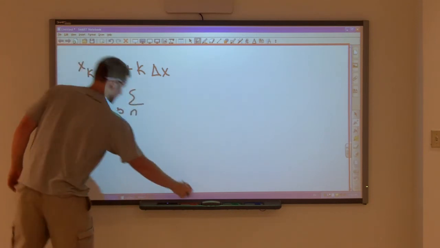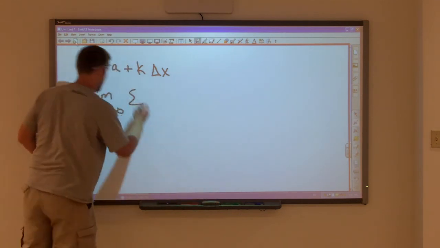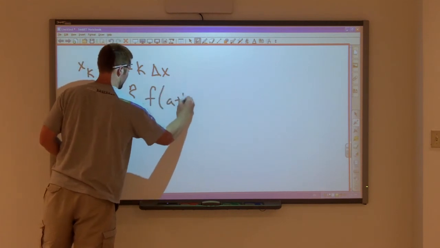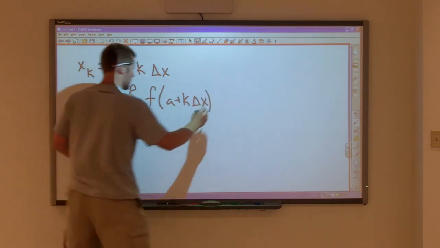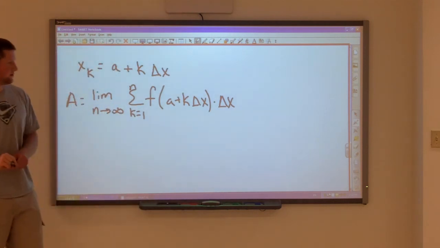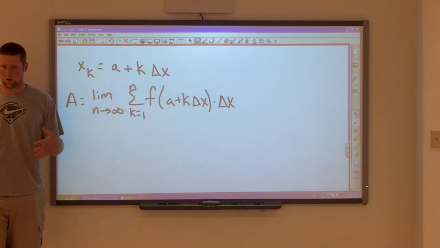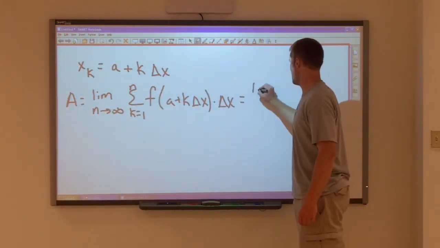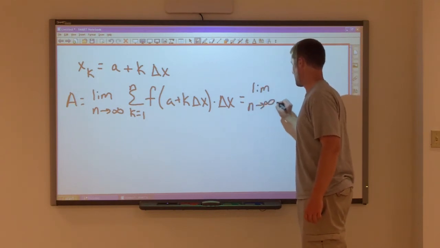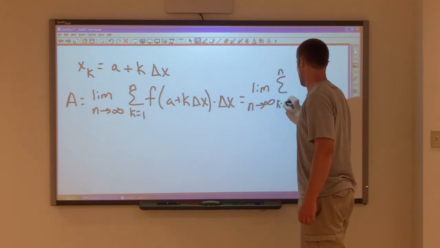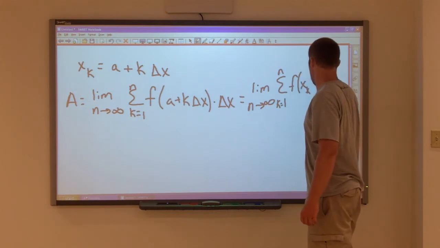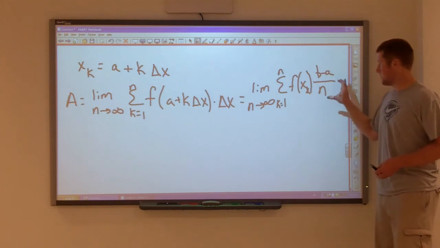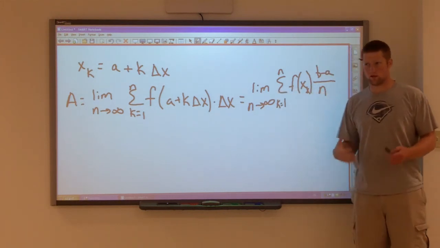of the sum from k equals 1 to n of f of a plus k delta x times delta x. All we did is replace our x sub k with this term here. Likewise, we can replace delta x with b minus a over n, and you can see that sum written as such. So, these two sums and the sum we saw before, they're all equivalent, it's just different notation.